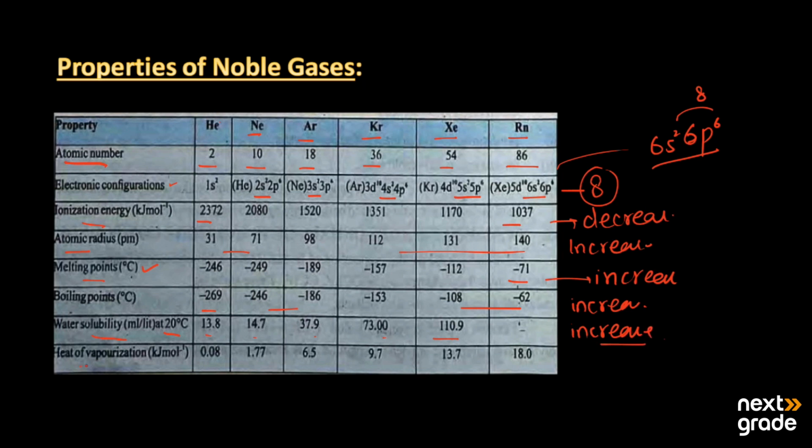The last one is heat of vaporization. When they are converted into the vapor state, what amount of heat is absorbed? This is called heat of vaporization. Helium has a heat of vaporization of 0.08, neon 1.77, and that of the last, radon, is 18. So there is an increase in the heat of vaporization when we move from top to bottom in the group. On the other hand, the noble gases are inert in nature. They basically do not react with other substances.